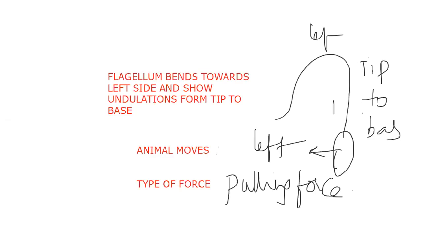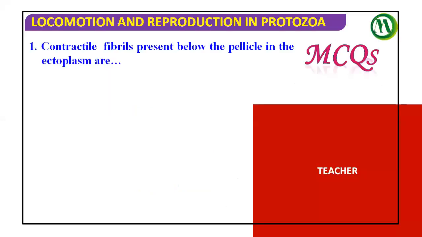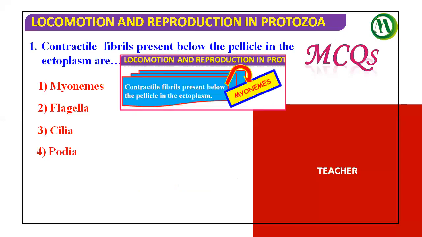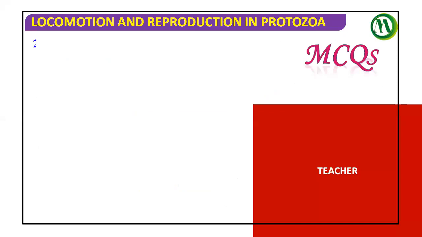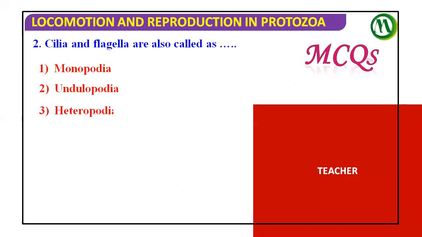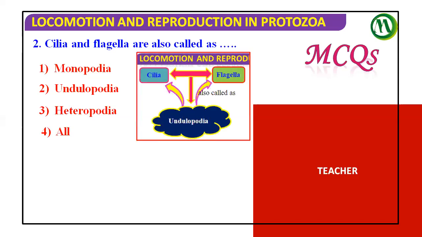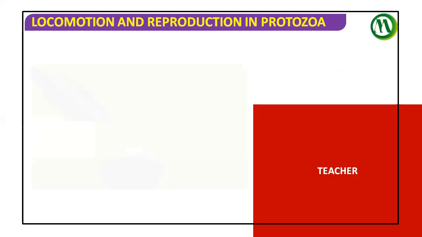So that's all about this, and let's close this with some questions we have in the PPT also. Contractile fibrils present below the pellicle. We will have to discuss more about this in the coming classes. The contractile fibrils present below the pellicle in ectoplasm are myonemes. Cilia and flagella are also called as, option 2, very good, Antilopodia. L.H. Hyman said it as Antilopodia.